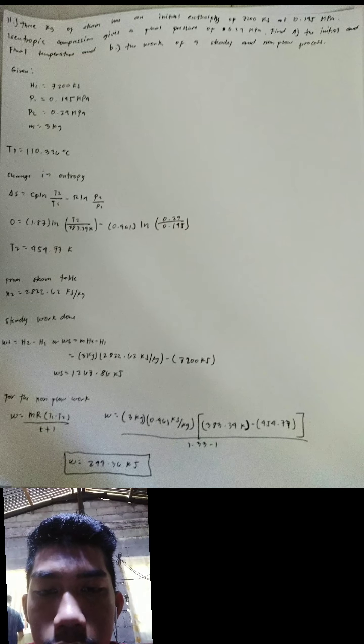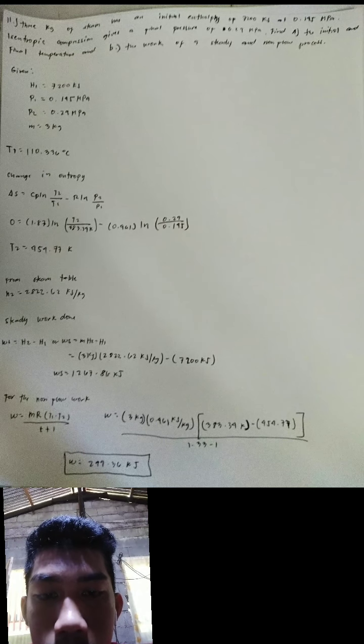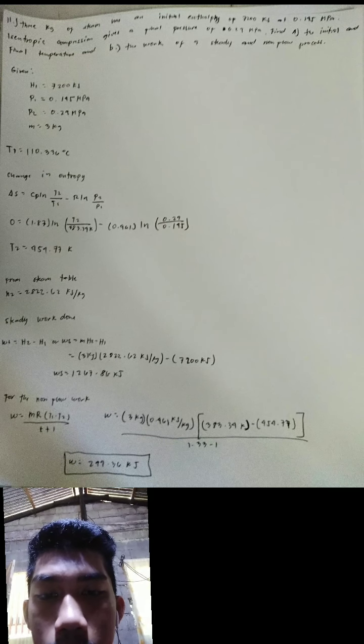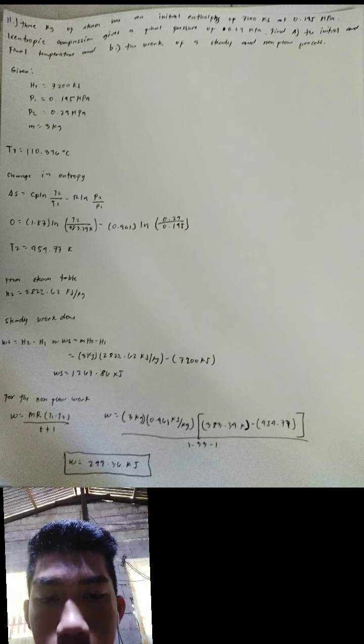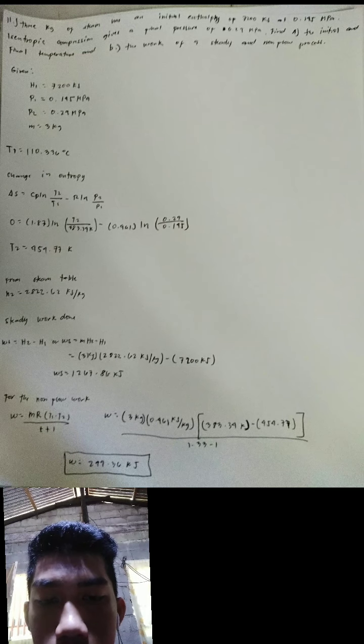For the non-flow work or closed system work done, the process is given by work is equal to M R multiplied by T1 minus T2 over n minus 1. So the work is equal to the mass, which is 3 kg, multiplied by R, which is 0.461 kilojoules per kilogram, multiplied by T1, which is 383.34 K, minus T2, which is 454.77, over the n minus 1, which is 1.33 minus 1. So the work done is equal to 299.36 kilojoules.